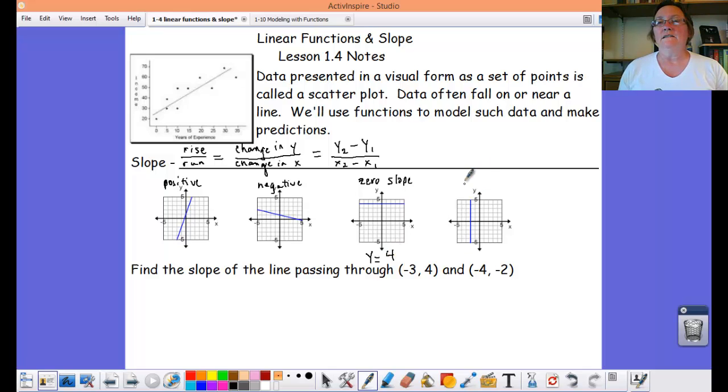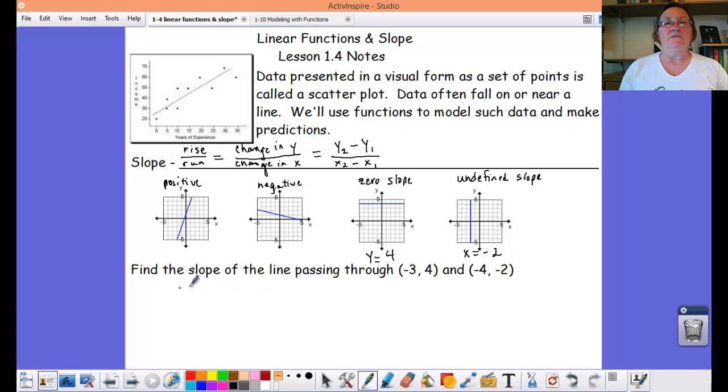A vertical line such as this one has undefined slope, or no slope is another way to say it. Undefined is probably what most of us will remember hearing. That's what happens when there is no change in x. You end up with 0 on the bottom of a fraction. You can't have that, hence undefined slope. A vertical line has an equation of the form x equals some number. In this particular case, x equals -2 is that line.